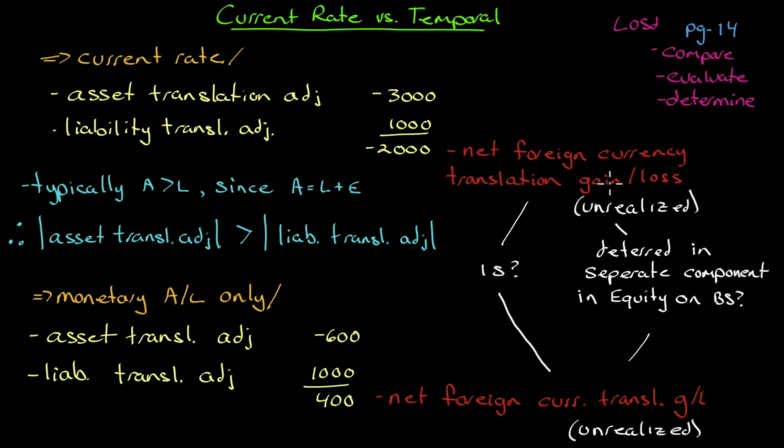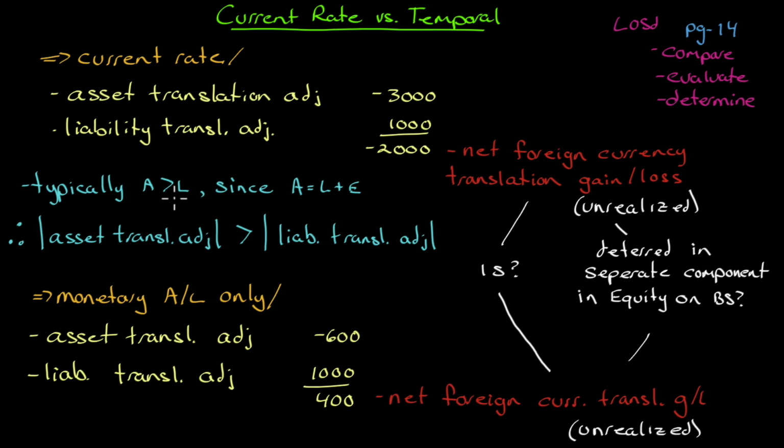Look at all the modifiers here in front of gain or loss. It's a currency translation gain or loss, but it's the net foreign currency translation gain or loss between assets and liabilities. And if you're going to apply the current rate to all the assets and liabilities, typically a company's assets will always be more than its liabilities, since assets equal liabilities plus equity. If equity were zero, then of course the assets and liabilities equal each other. If equity were negative, then that wouldn't hold, but typically assets are greater than liabilities.